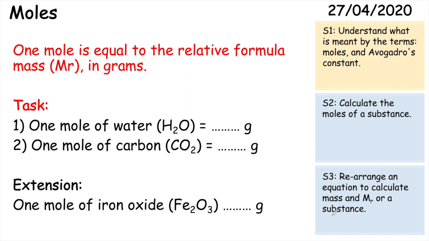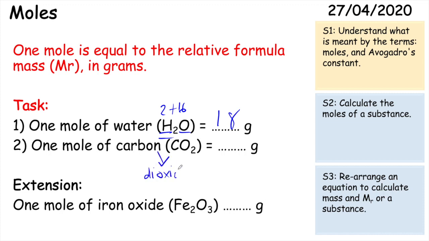To do that, you'll need to know this little key piece of information. If you have 1 mole of water, it's equal to its MR in grams, its relative formula mass in grams. We've just calculated that, so this should be pretty straightforward. 1 mole of water we'll know to be 18 grams. 2 hydrogens, 1 oxygen, remember? 2 plus 16.